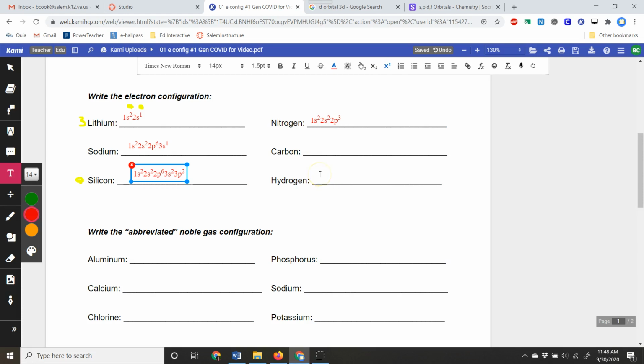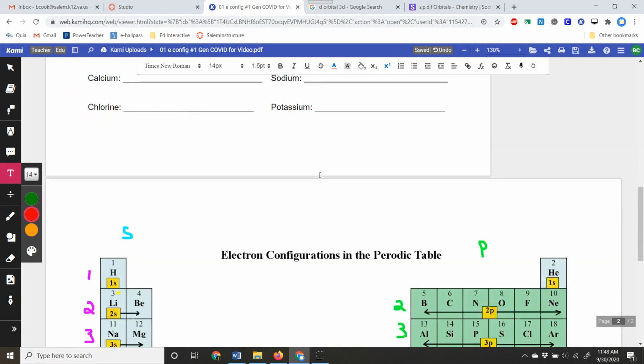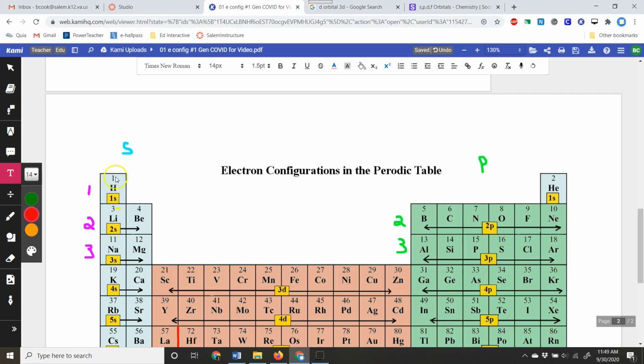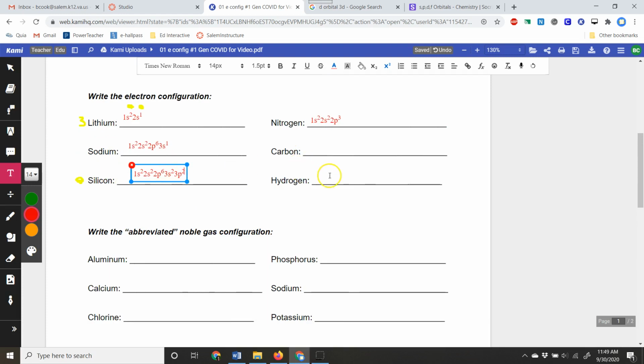All right, don't forget that hydrogen is a little bit weird. Because hydrogen, in this example, only has one electron, its electron configuration is super short, 1s1. It only has one electron, so don't be fooled on that one. It literally is that simple, so don't try to make it more complex.